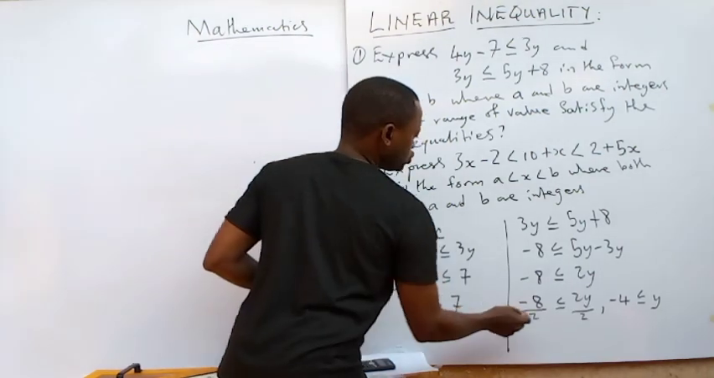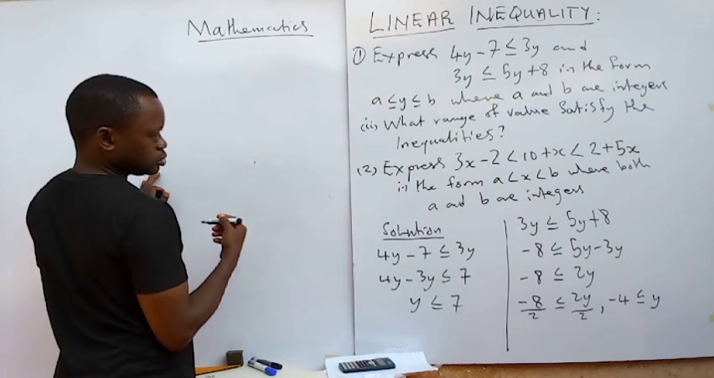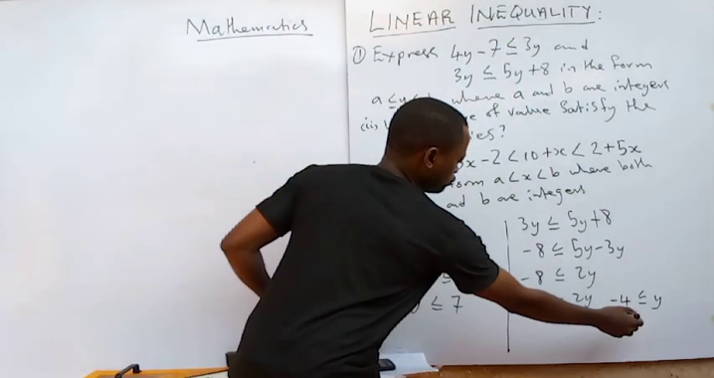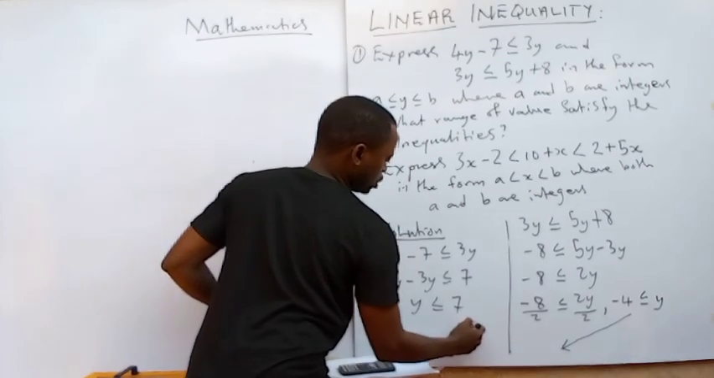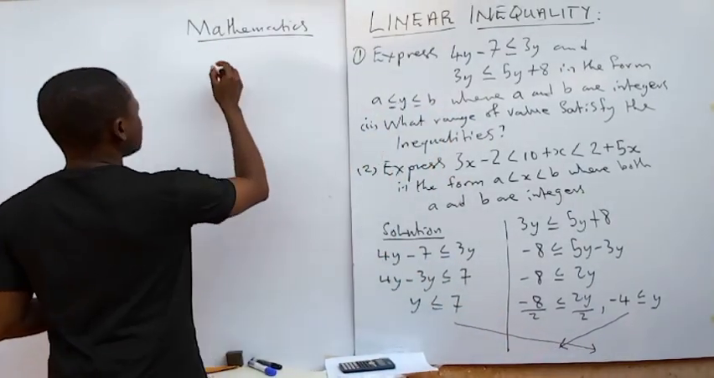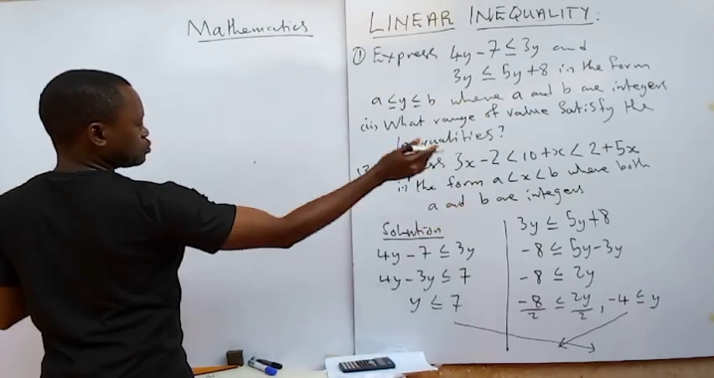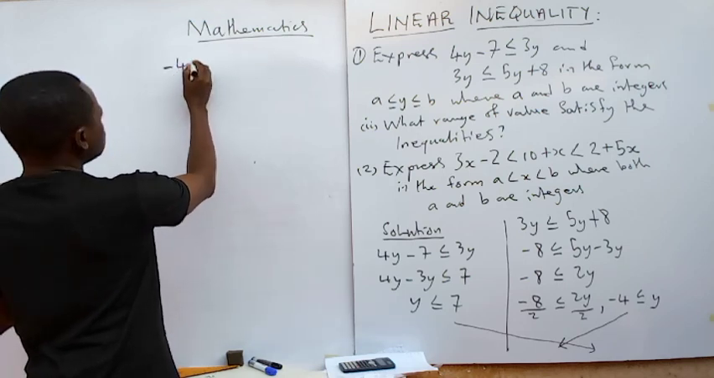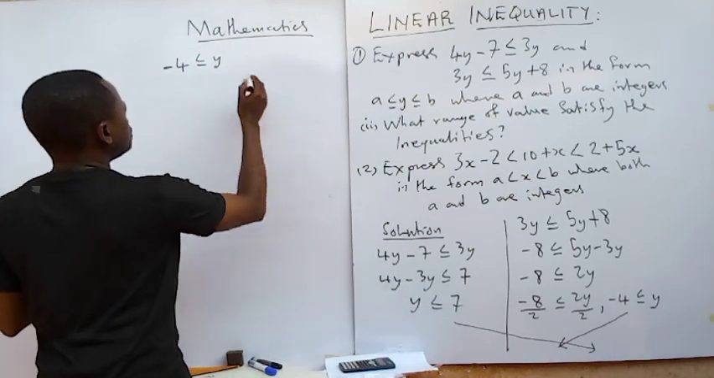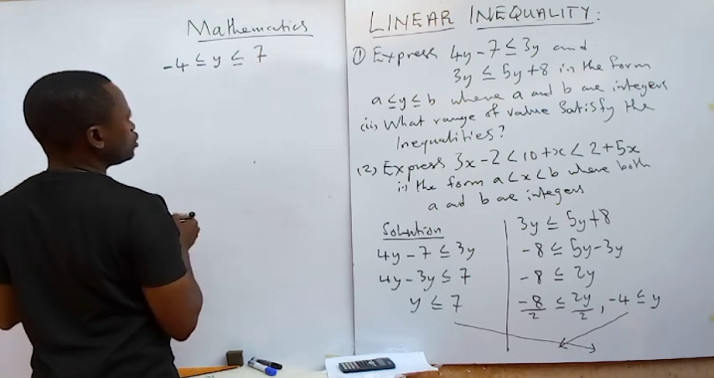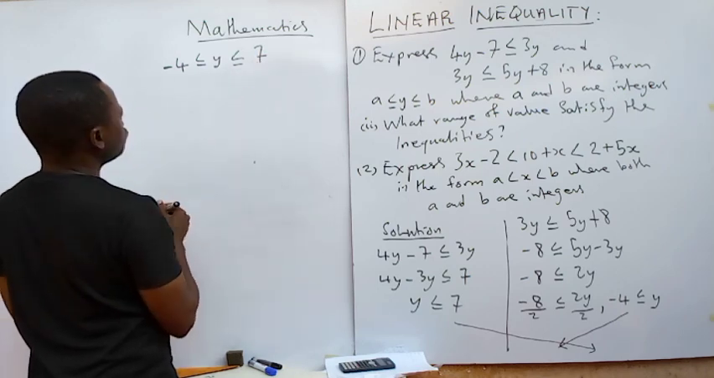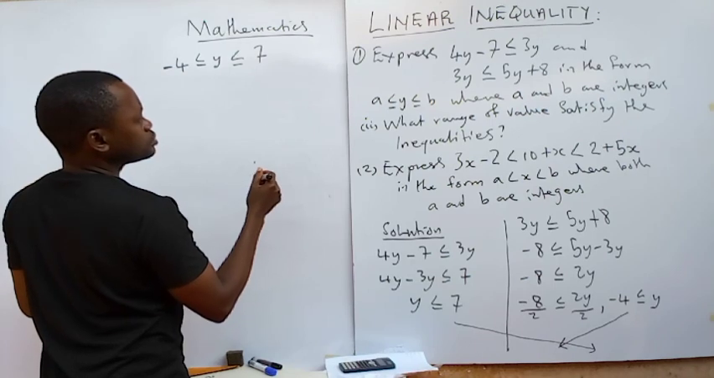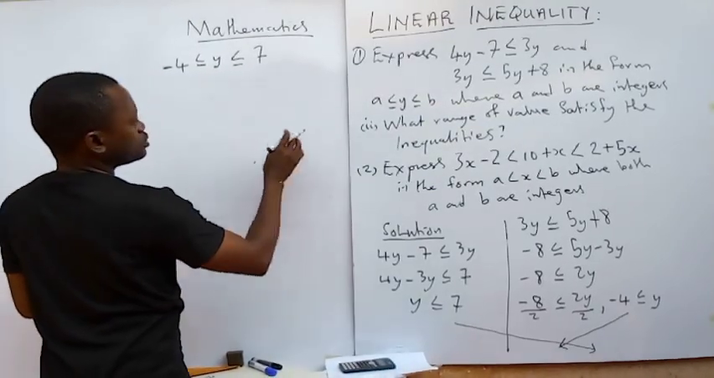Now, how can I bring these two pieces of information together? You can start from the least. If we bring this one across and then bring this one over here, you will realize that -4 is less than or equal to y, and that same y is less than or equal to 7. This is the range of values that satisfy this inequality.